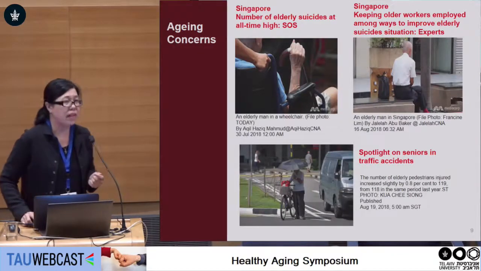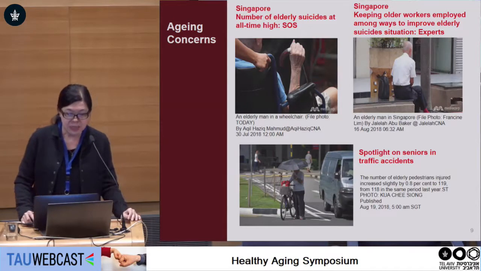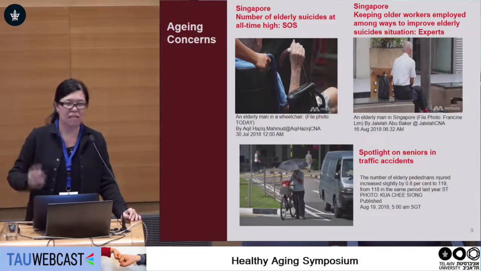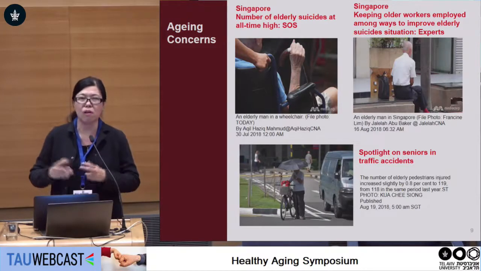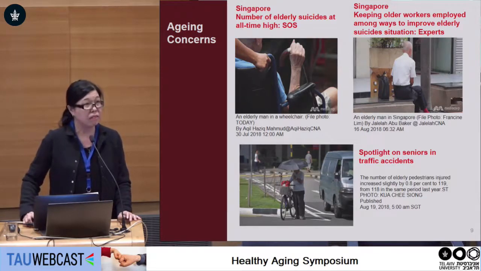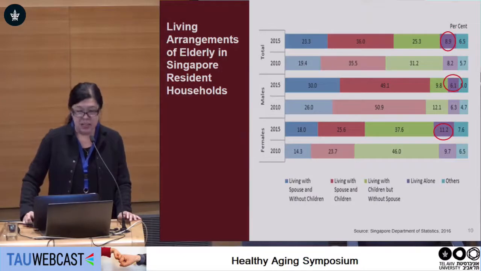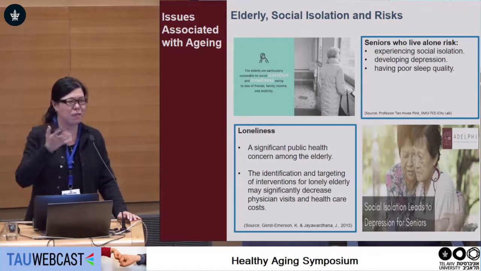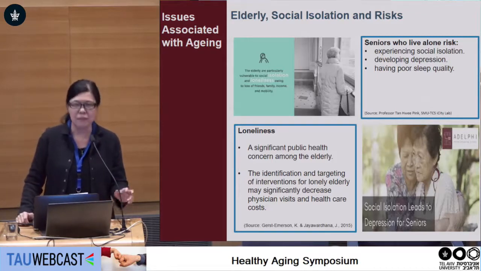What are some of the aging concerns? Elderly suicides. We talk about technologies, smart technology, smart nation, but technological disruptions are also causing people to lose their jobs. You also have elderly involved in accidents. As for living arrangements of elderly in Singapore, more and more of them are living alone. That could present some issues, especially, as Dana was talking about yesterday, loneliness is a problem in Singapore.